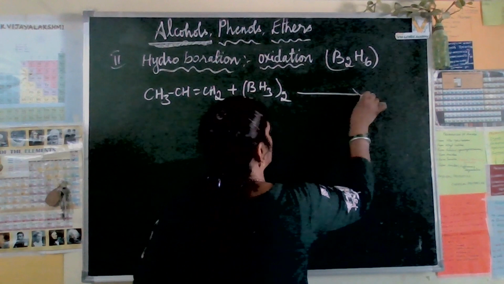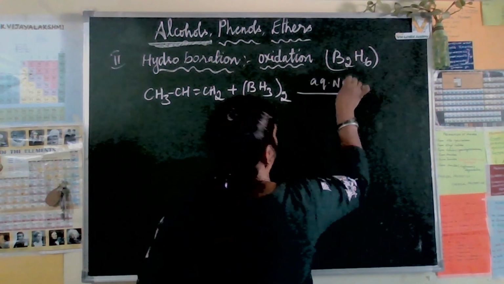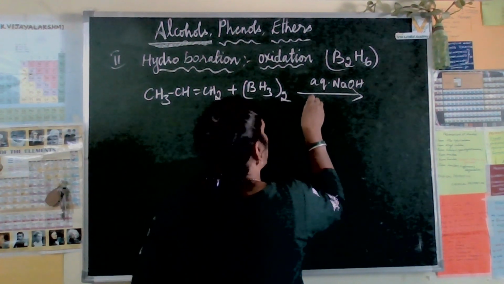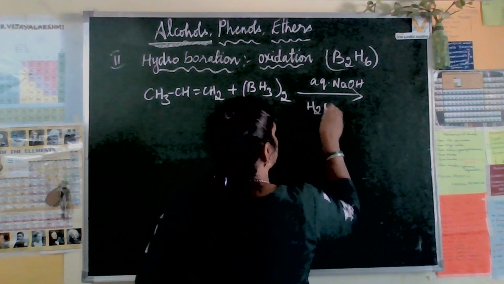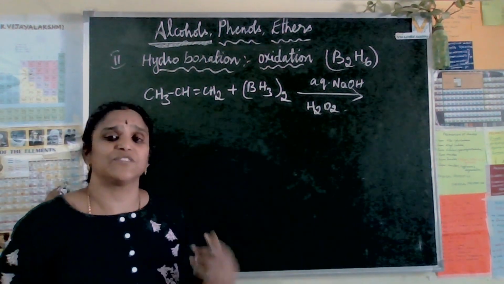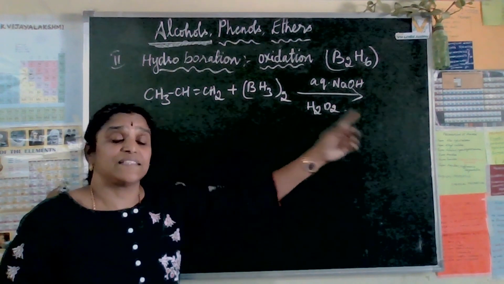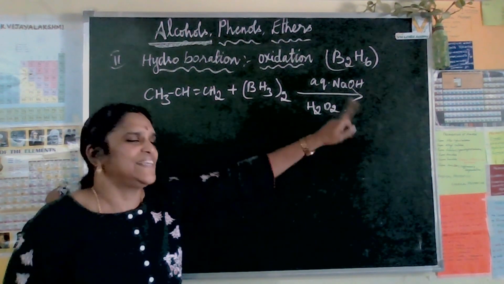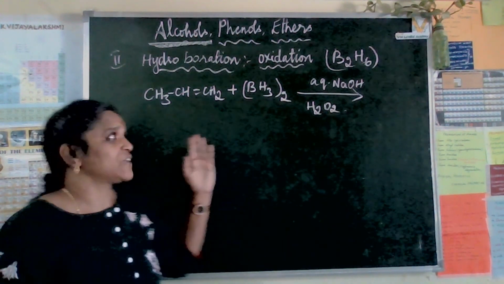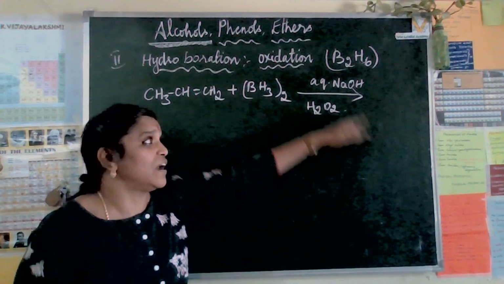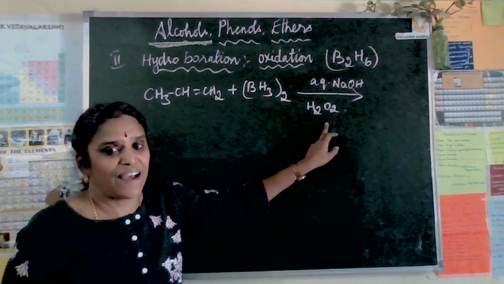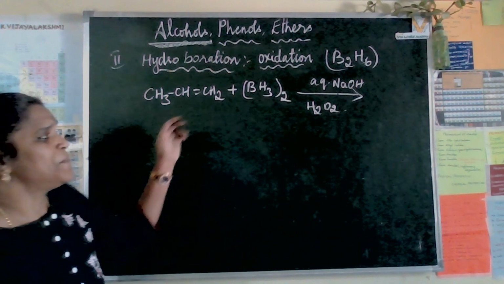In the presence of aqueous NaOH and hydrogen peroxide. So hydrogen peroxide along with the nucleophile. What does it lead us to think? It is the anti-Markovnikov rule, right? Yes, anti-Markovnikov rule only. What does it tell? Alkene is converted into alcohol in the presence of aqueous NaOH along with hydrogen peroxide. The same point I'm bringing here.